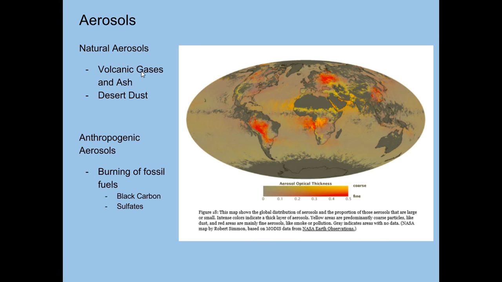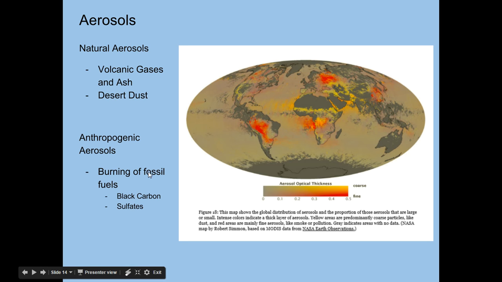Now, there's not necessarily volcanic eruptions going on during this particular time, but you can see here that there's a color coding. Yellow areas are predominantly coarse particles like dust, and red areas are mainly fine aerosols like smoke or pollution. So the yellow areas, you can see right over here by the Sahara, and so this is an example of a natural aerosol coming off of the Sahara Desert, and over here in the Middle East. These red areas are primarily pollutants, and over here it's likely forest fires out of the Congo. Here through South America, it may be more of that, but it's largely in North America, and in this area over here it could be industrial pollution and so forth.